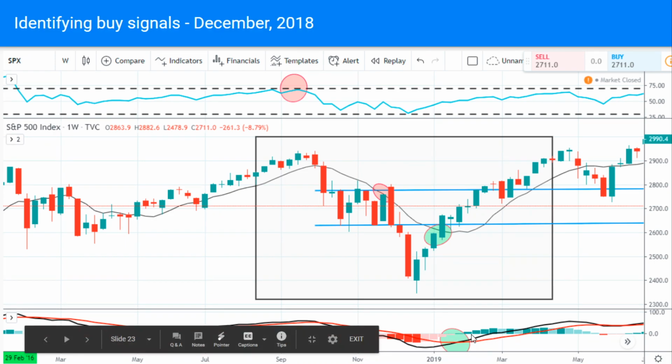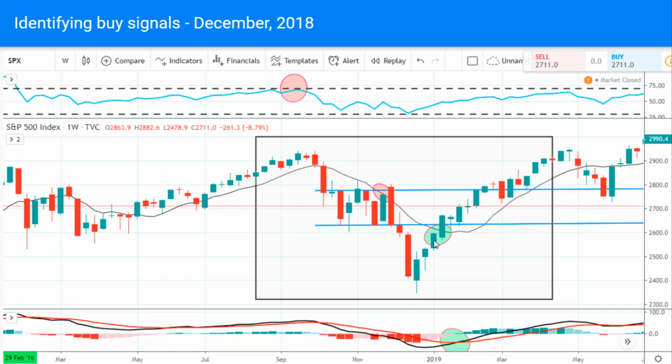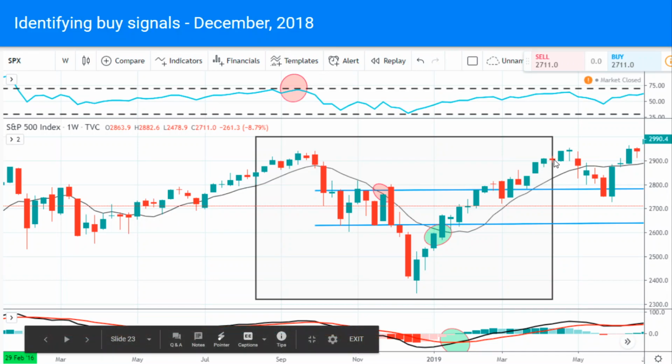Then after that, we saw this MACD crossover upwards. The black line crossed the red upwards, another indicator for a buy signal. And then over here, we had that confirmation where the price actually went above average. And then we got this great move higher, which was more like a V-shaped recovery.